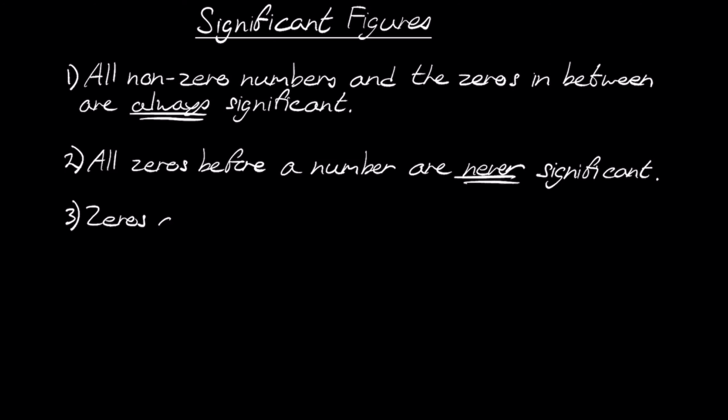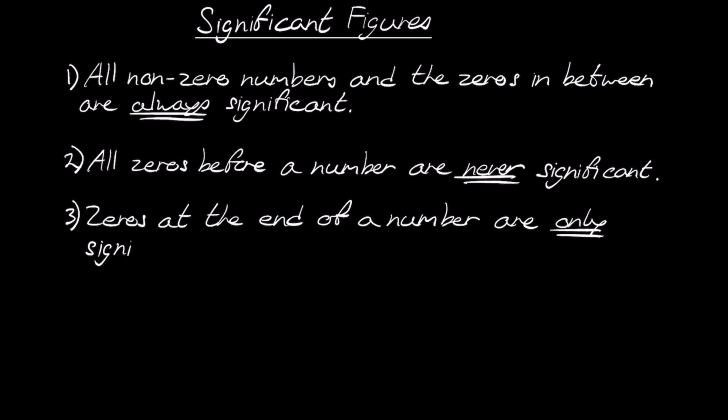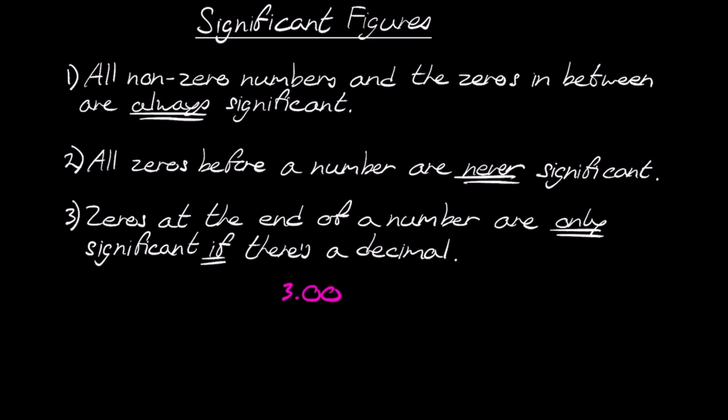The third and final rule is that zeros at the end of a number are only going to be significant if the number contains a decimal. If the number does not have a decimal, the zeros are not significant. So if I were to ask you how many sig-figs are in 3.00, you should say that there are 3. The 3 is significant because all non-zero numbers are always significant, rule number 1, and because of the decimal, the zeros at the end are also significant, rule number 3.